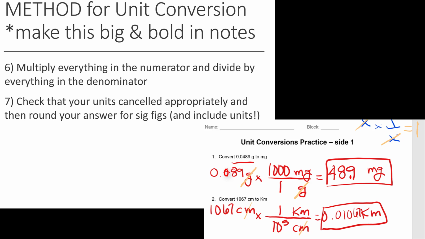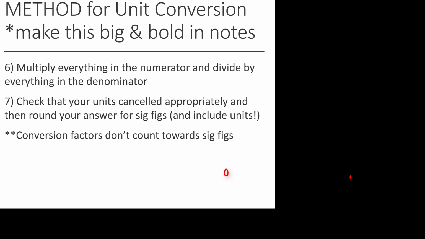So our units canceled appropriately. We canceled out the centimeters. We were left with kilometers. Our sig figs remain the same because conversion factors don't count towards sig figs, and we included our units. And then our answer does make sense. And that's basically unit conversion, guys.